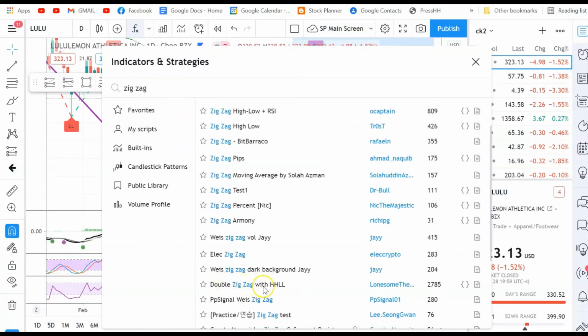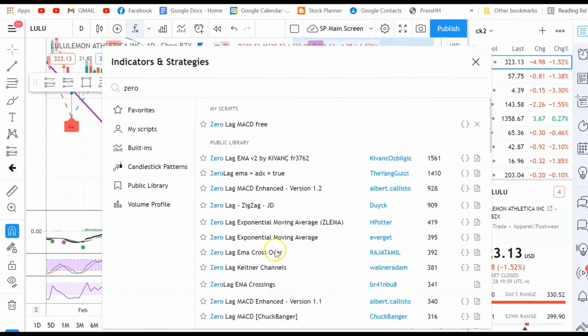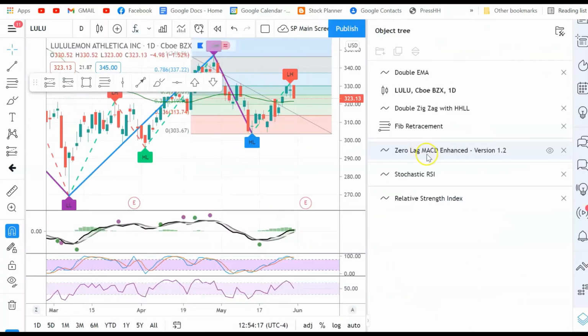This is how you find it. That's the one I'm using with the HHLL, and I'm not making any changes to it. The zero lag is there as well, right there. There's several. You can try them. Zero lag MACD enhanced version, stochastics RSI, the relative strength index, and the double zigzag with HHLL. Okay, that's the indicators I use.